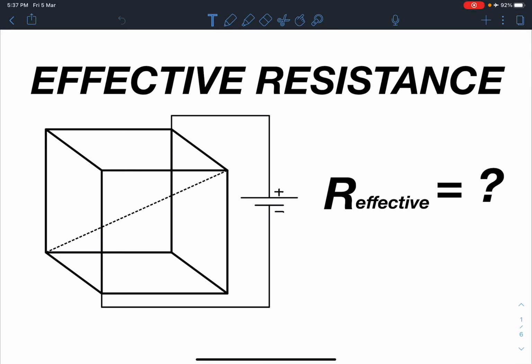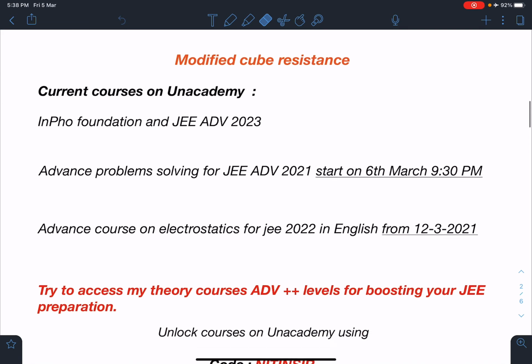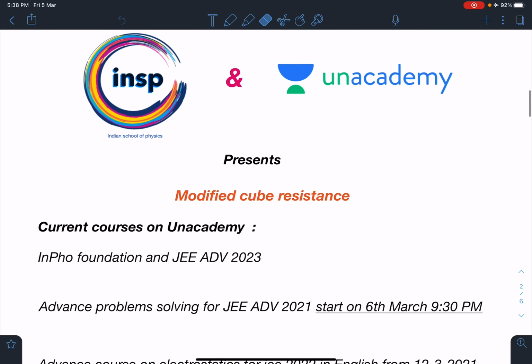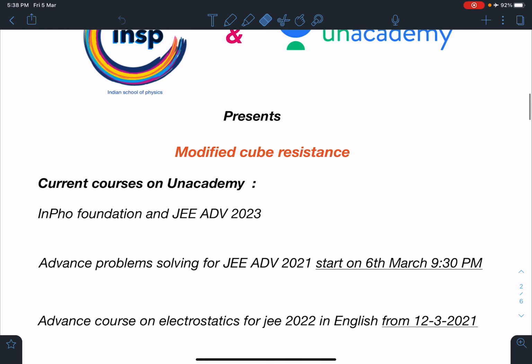Guys, this is Nitin here, and today I've come up with another amazing problem. It is the modified cube problem of effective resistance. This video is brought to you by Indian School of Physics and Unacademy together, and the name of this problem is modified cube resistance.